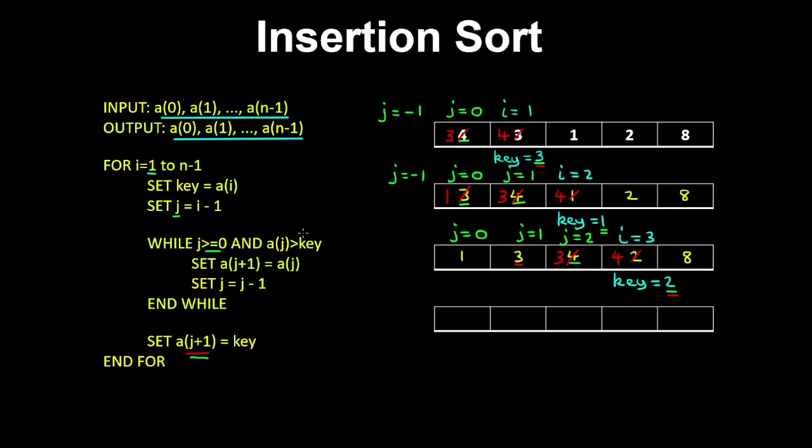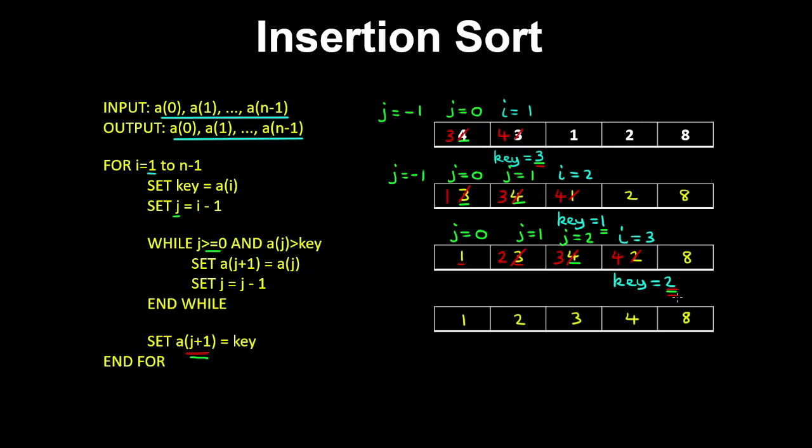and j is greater than or equal to 0, and the element at j is not greater than the key in this case. So therefore the loop terminates, and the element at index j plus 1 is set to the key, which is 2. So as we can see in this case, 2 was inserted between 1 and 3. So this here is our array list so far.